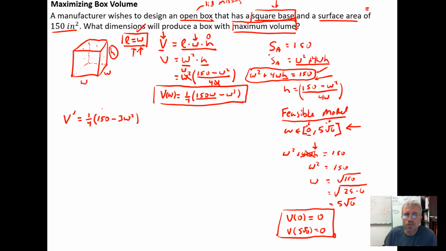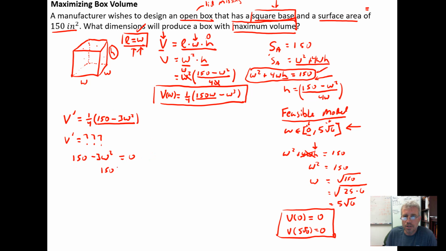There's my volume function. My volume function is a polynomial, so there's no place where it's going to be undefined. So I don't need to worry about my derivative being undefined. So I just need to worry about when my derivative is equal to 0. But that can only happen if this expression is equal to 0. 0 times a quarter would be 0. So we need to set the 150 minus 3w squared equal to 0 and solve.